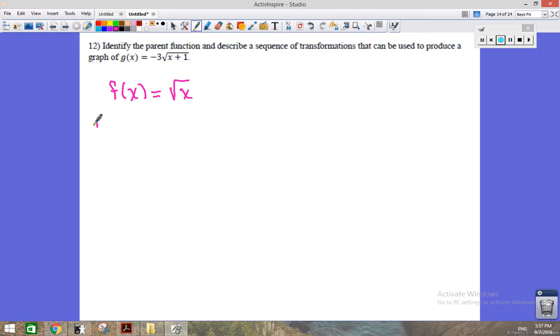So my first transformation, do I have any shifts to the left or to the right? That +1 is a shift to the left. It's bizarre in its behavior, so I know that I am going to take the parent function and shift it to the left 1 unit. That would look like the square root of x plus 1.